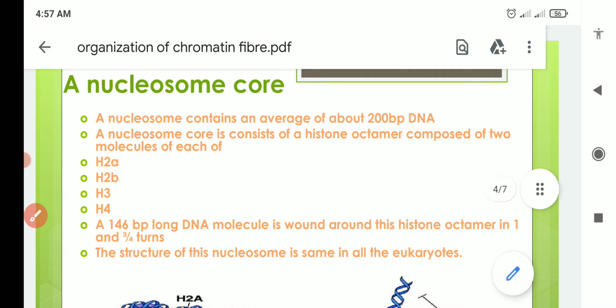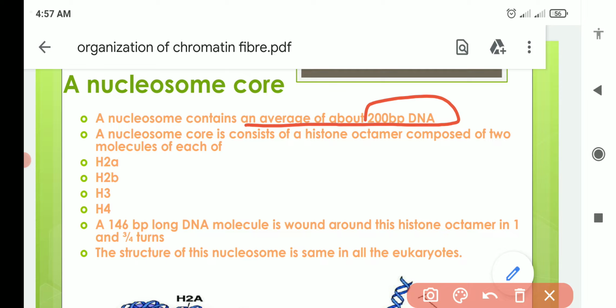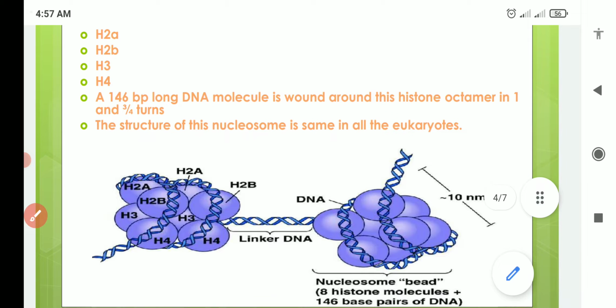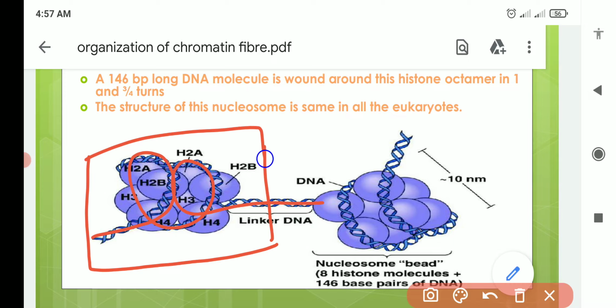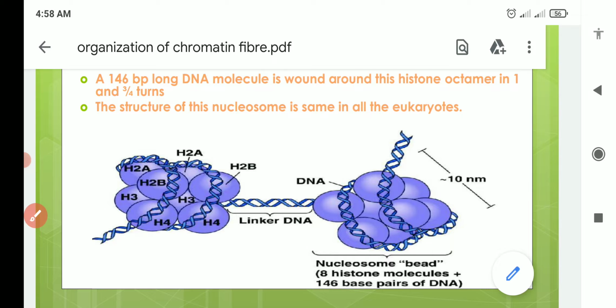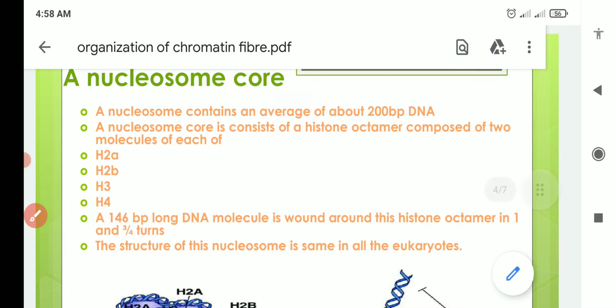The nucleosome core contains an average of about 200 base pair of DNA. So the first point is, how much DNA does a single nucleosome contain? It contains about 200 base pair of DNA. This is the coiling of the DNA associated with one histone octamer. So one histone octamer, or one nucleosome, has on average about 200 base pair of DNA.